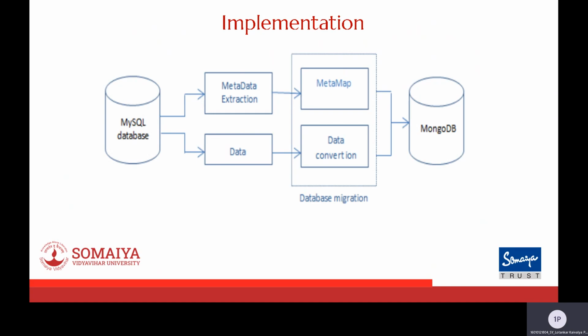Now moving forward to the implementation. I'll explain it using a diagram. It consists of three main phases. First is the metadata extraction phase. It is responsible for analyzing the source RDB to identify all information about its schema, that is the metadata. It is important because it provides phase 2 with an enriched representation of the source RDB.